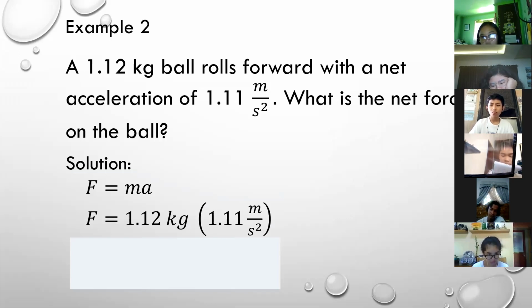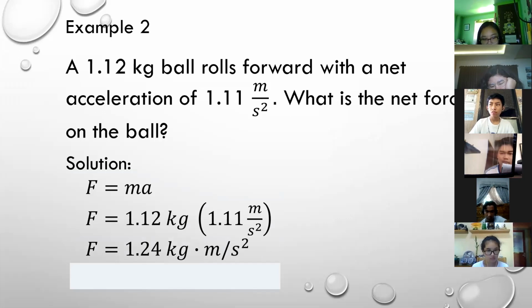So simply multiply 1.2 kilogram by 1.11. You'll now get 1.24. Then the unit would simply be kilogram and meters per second squared placed side by side, and that is our unit, which we can equate to Newton. So our answer is 1.24 Newton.